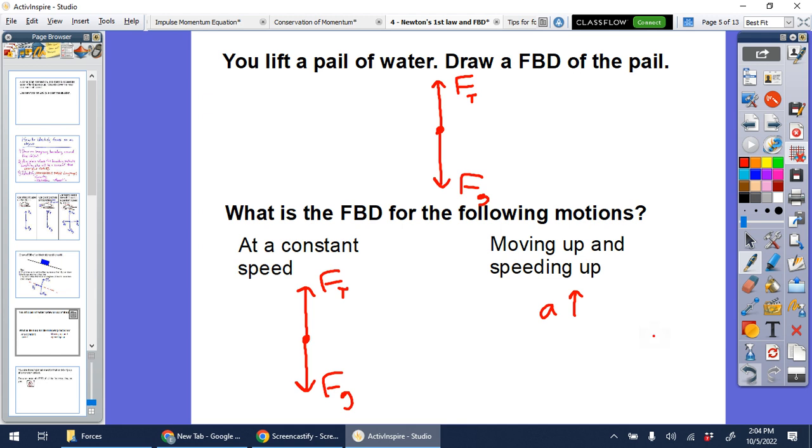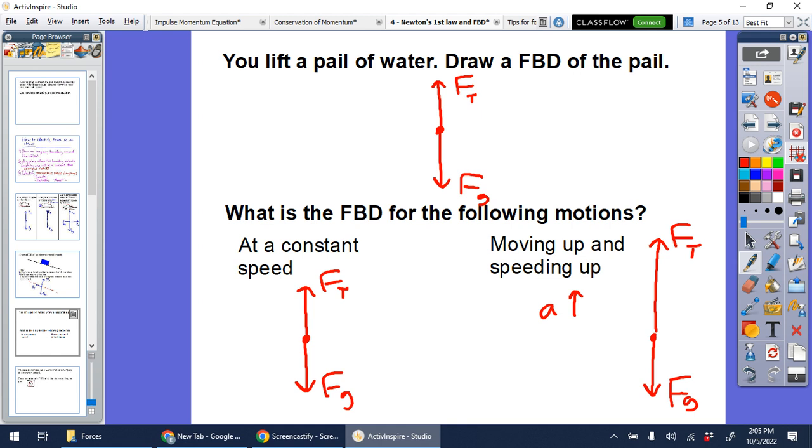So you need to adjust the lengths of these arrows to make true that acceleration is up, which means that tension force needs to be bigger than it used to be. It needs to be bigger than gravity. And that second one is an accurate FBD. Right? So do you see what I mean? That first one we drew at the top here is just a rough FBD for that pail. And then the bottom two are accurate FBDs that accurately represent the motion and acceleration of what's actually happening.